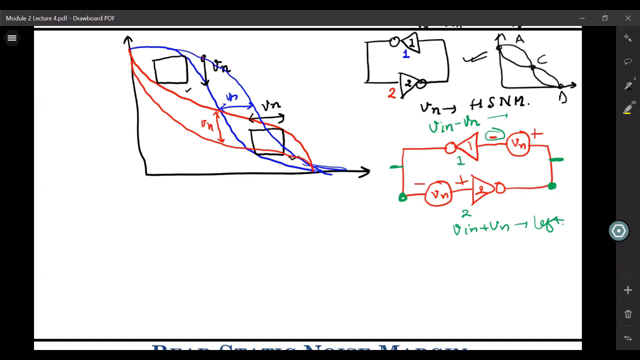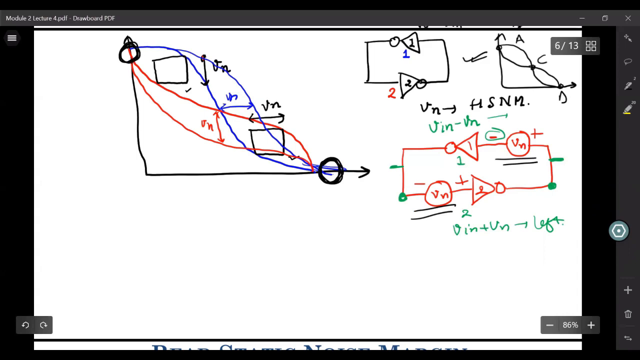But once you are applying this Vn with such a polarity, what is happening to the VTC of these systems? I mean, what is happening to your intersection points? It is now limited to only 2 points. So you have one intersection point here, one intersection point over here. From 3 intersection points, now you have only 2 intersection points.